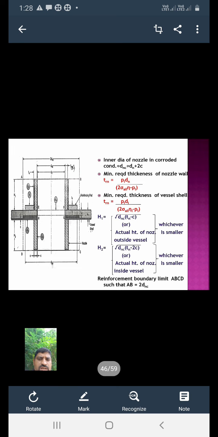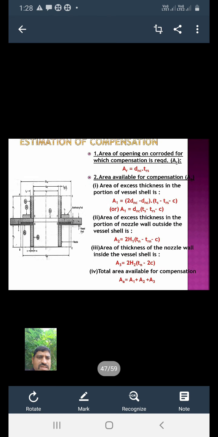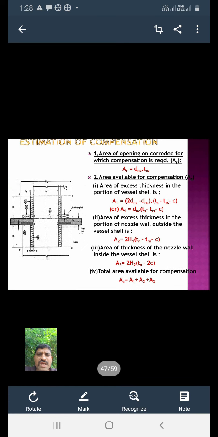The reinforcement boundary limit is ABCD. See here I have shown the area ABCD in such a way that AB is equal to 2 DNC. Then next is the area of opening in corroded condition for which compensation is required. It is denoted by AR. AR is equal to, we will take, DNC into TRS.